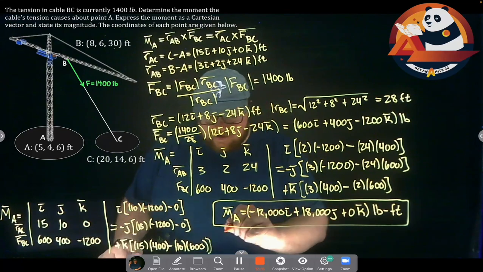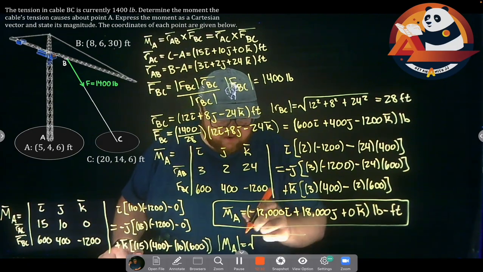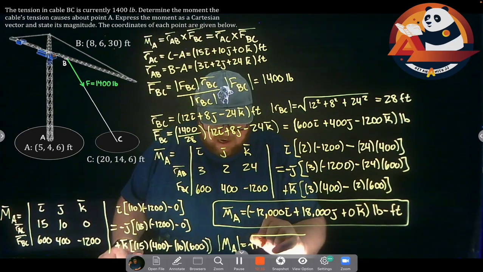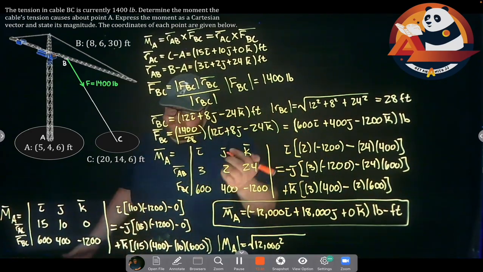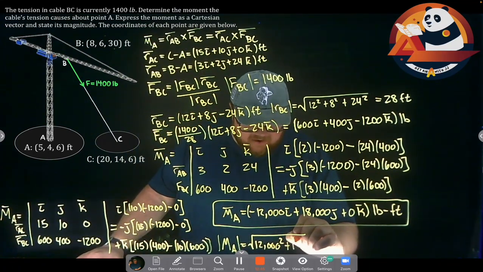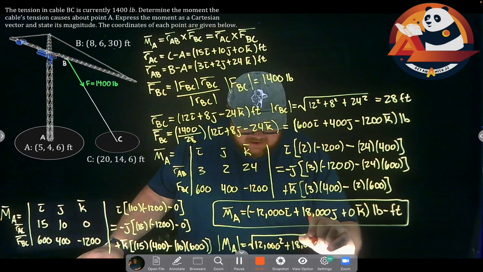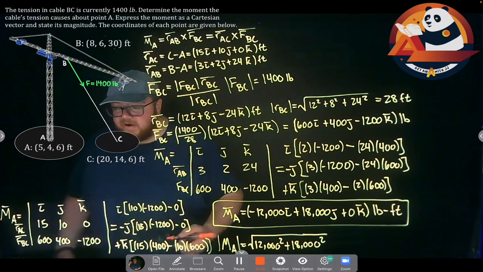On my last step in here, I need to get my magnitude of MA, which should be the square root of my x component squared. I'm going to drop that negative, because negative 12,000 squared and positive is the same thing, but it makes it so I don't get a weird calculator error. Plus my j component squared, 18,000 squared. Plus 0 squared is still just 0, so leave it at that. And I can solve this for MA.